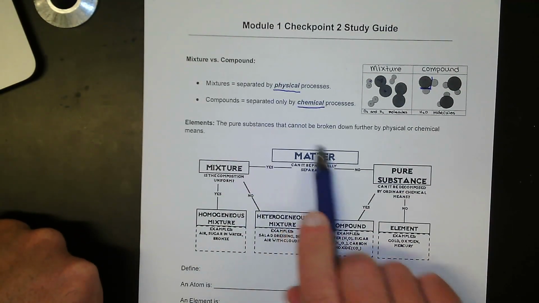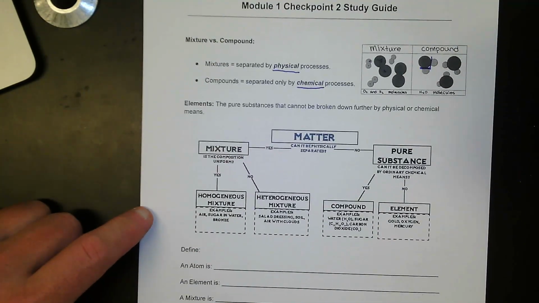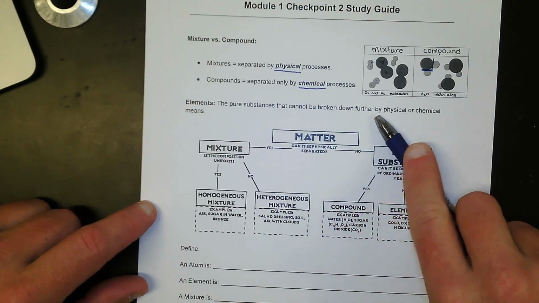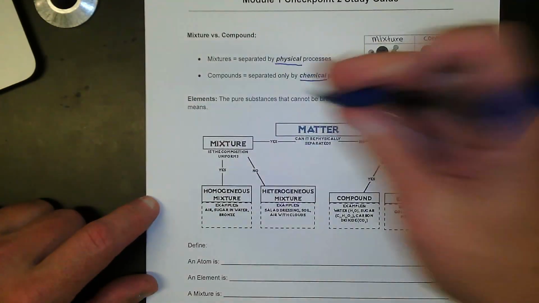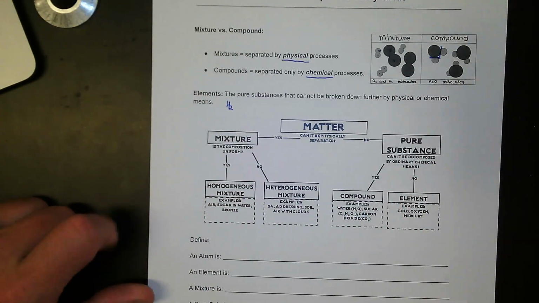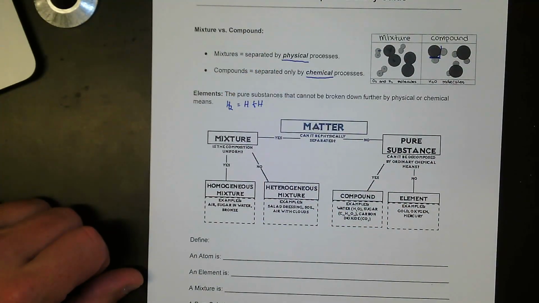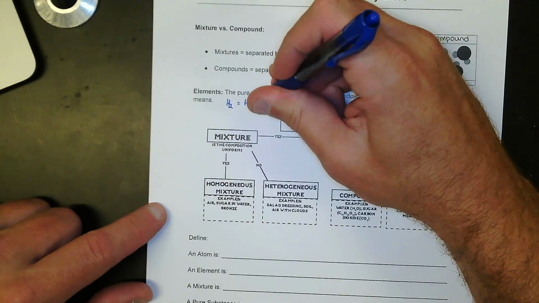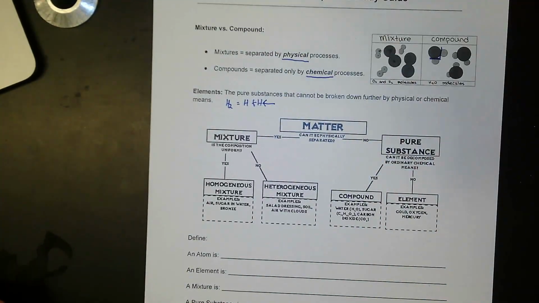Can it be separated physically? All matter: can it be separated physically? Yes, it's a mixture. No, it's a pure substance. So, an element is a pure substance that cannot be broken down further by physical or chemical means. So an element would be something like H2, that is elemental. I can break that down into H and H, into two hydrogens, but I cannot break hydrogen down. That hydrogen is as small as it gets.